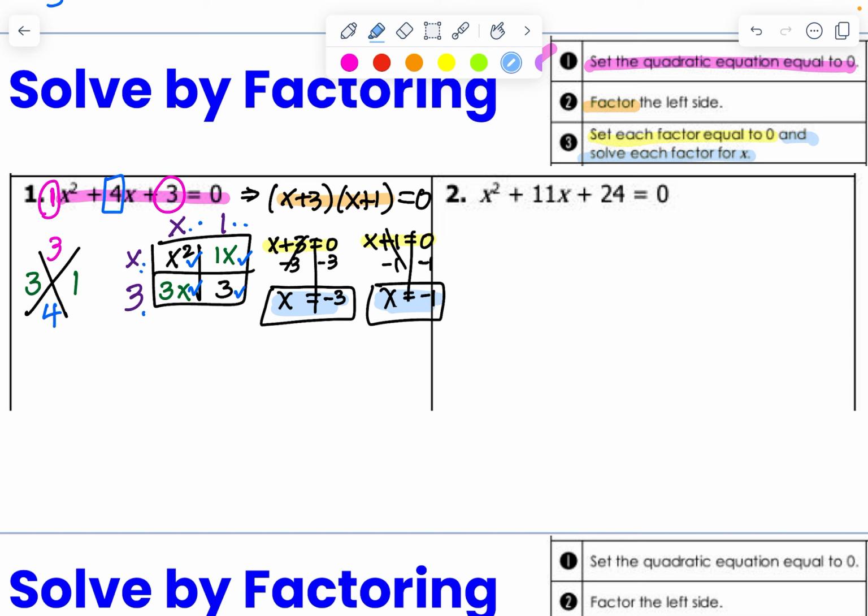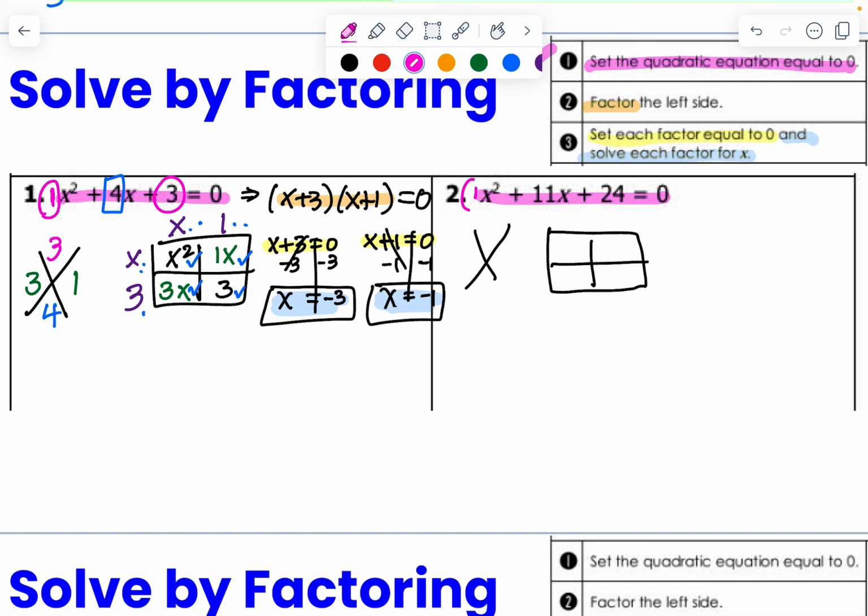Step 1, set the quadratic equation equal to 0. Boom, already done for us. Step 2 is to factor it. Incoming x box. All right, here's the x. Here's the box. Does x squared, 11x, and 24 have a negative? No, it's positive. Do they have a greatest common factor? Just 1. So I can move on.